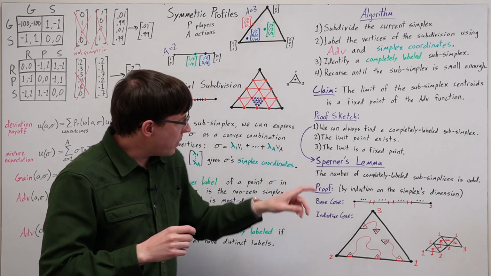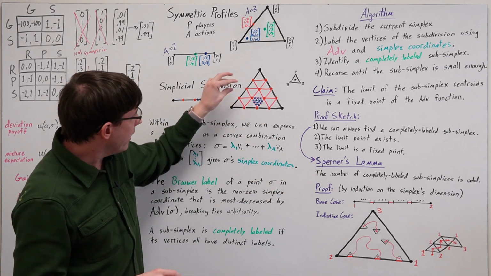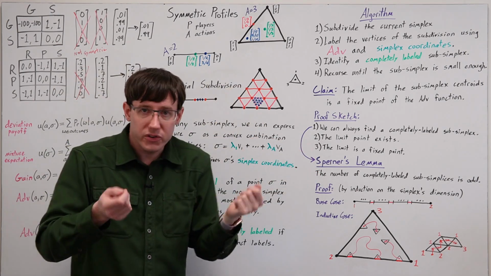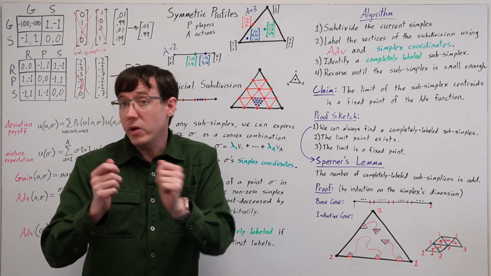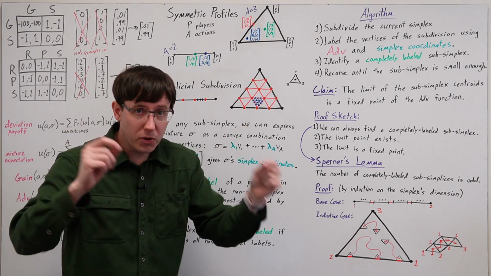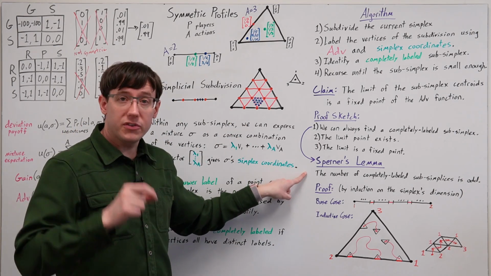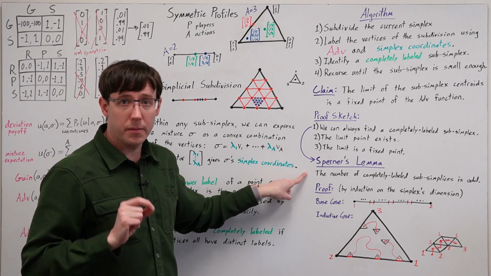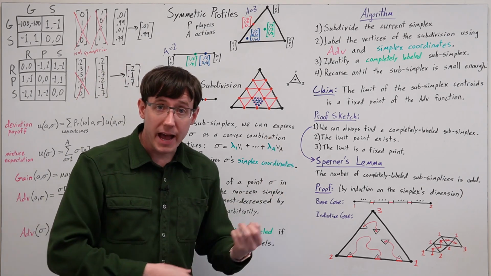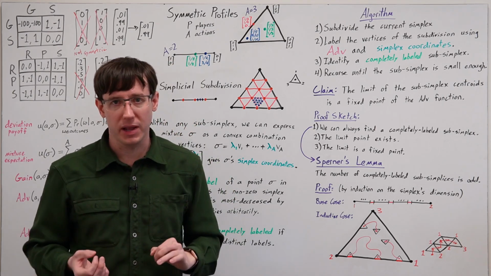So now we need to come back to Sperner's lemma and think about why we can always find a completely labeled subsimplex. And the way we know there is such a subsimplex is that Sperner's lemma tells us the number of completely labeled subsimplices is odd. And we can prove that by induction on the dimension of the simplex.